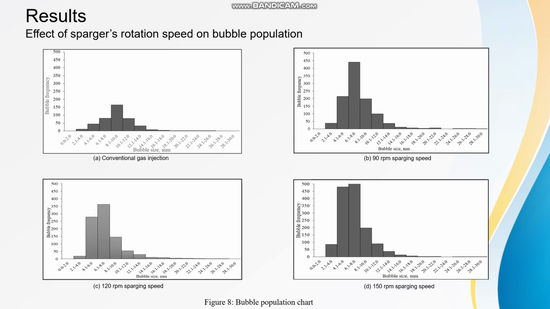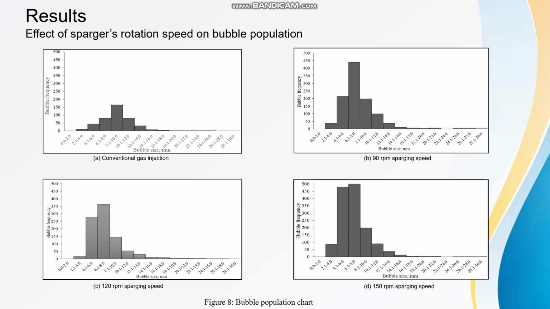So figure 8 shows the effect of the sparger rotation speed on the bubble column. As we increase the rotation speed from 30 RPM to 150 RPM, you can see that the bubble population has also increased. Besides that, the bubble size also reduced as the rotation speed is increased. As the rotating sparger increased to 150 RPM, the bubble size reduced from 12 mm to 4 mm.